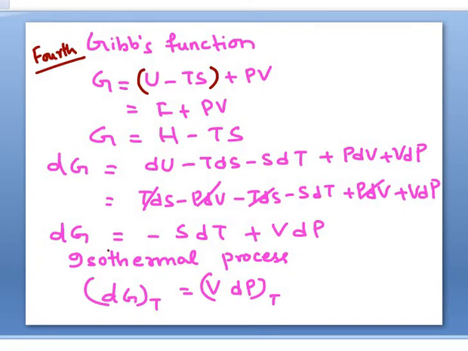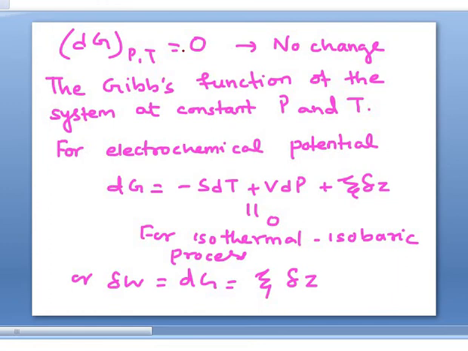For an isothermal process, dG at constant temperature is equal to VdP. Again, at constant pressure and temperature, dG is equal to 0. That is, there is no change in the Gibbs function of the system at constant temperature and pressure. For an electrochemical potential, if a battery is involved, there will be an additional term to minus SdT plus VdP, that is zeta delta Z. So here the work delta W will be dG equal to zeta delta Z.